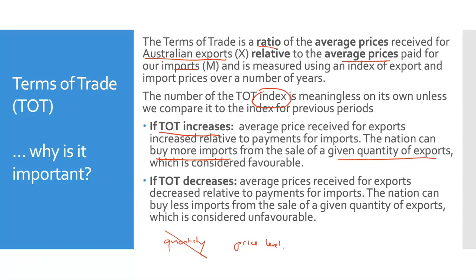Now, if terms of trade has decreased, this means the average price received for exports has decreased relative to the payment of imports, and this means the nation can buy fewer imports from the sale of a given quantity of exports. This is considered unfavorable because remember, material living standards, all those sorts of things, is all about how much we can buy in terms of our purchasing power.